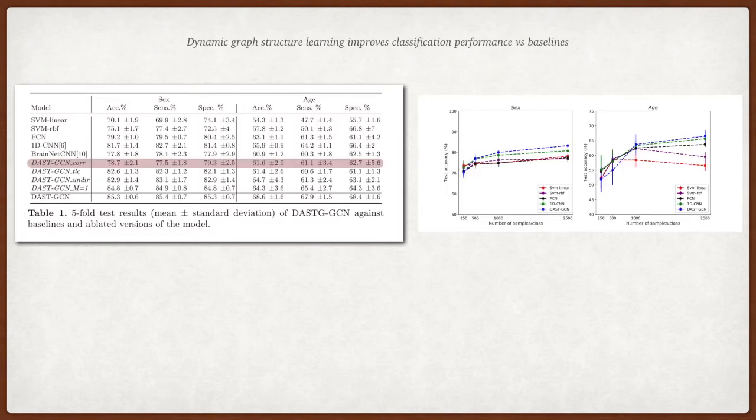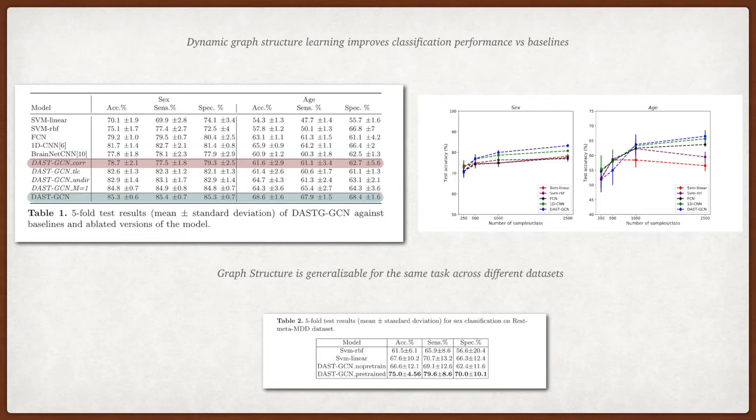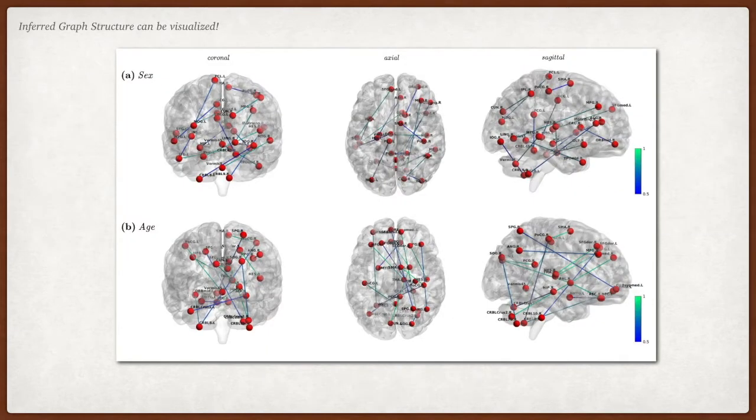Our results highlight the importance of a dynamic graph structure in the STGCNs. Further, we show that the graph structure is generalizable for the same task across different datasets. Finally, the inferred graph structure can be visualized. However, it's tricky to draw conclusions from dynamic graphs because here we visualize only the graphs of the first layer, and higher order connections could also have an influence on the decision.